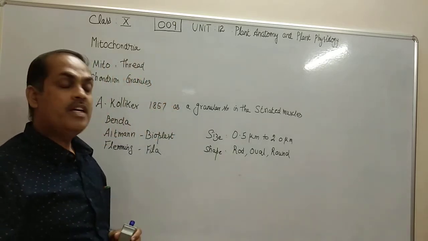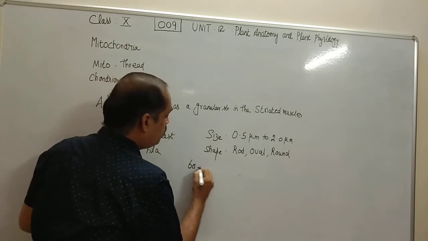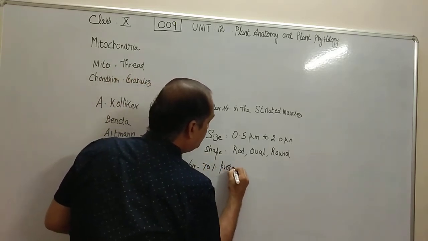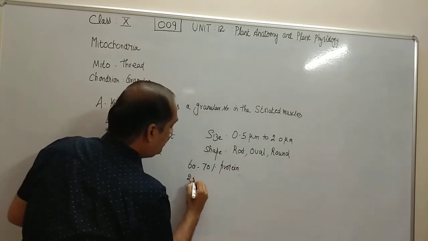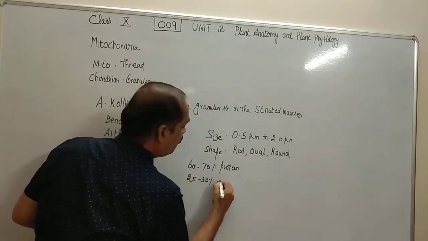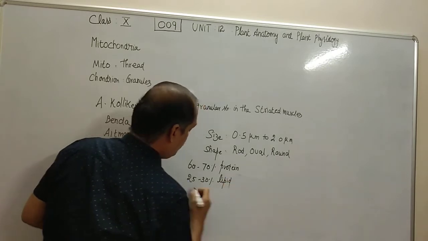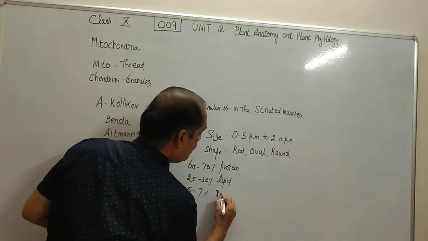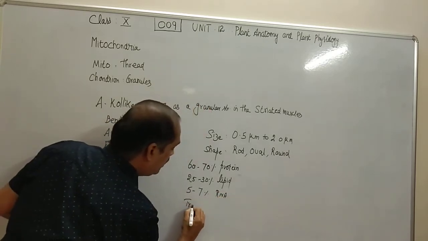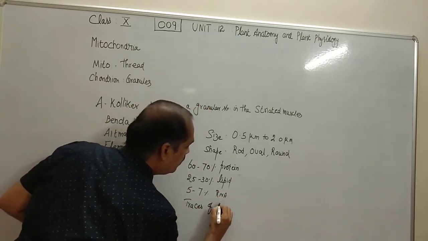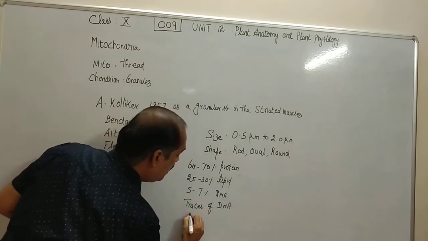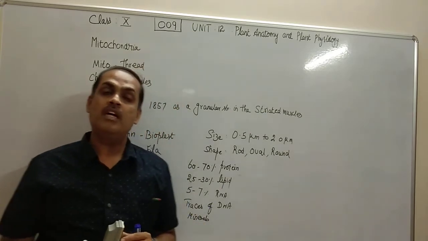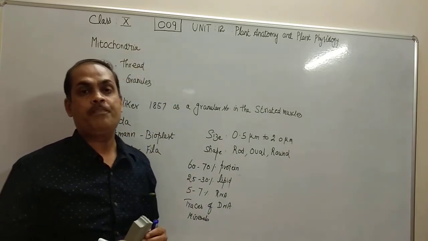Now mitochondria contains 60 to 70% of protein, 25 to 30% of lipid, 5 to 7% of RNA, traces of DNA and minerals. It has minerals like ferrous, manganese and magnesium.